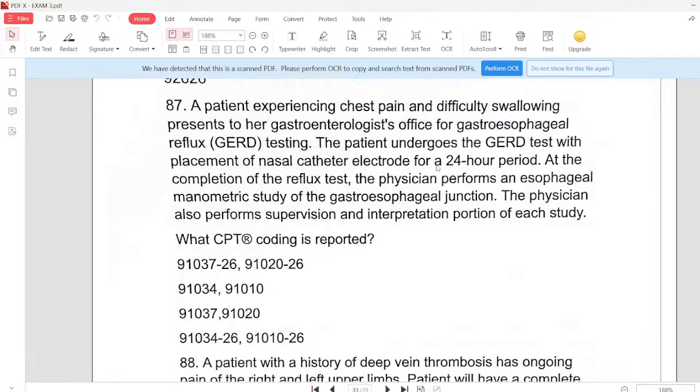So the right answer is option D, because modifier 26 is mentioned in the last code, option D. Already in our question, the physician also performs supervision and interpretation of the study, right? So you have to add a modifier 26 along with the code.